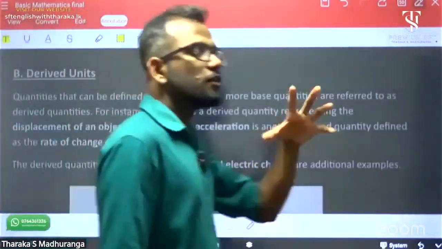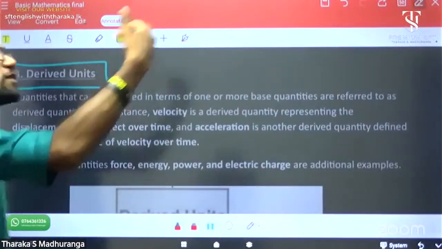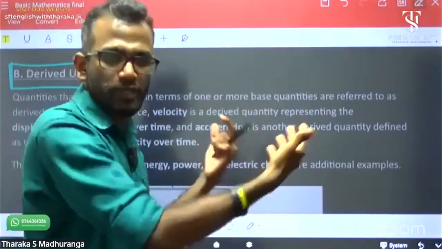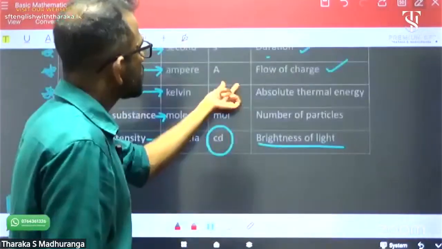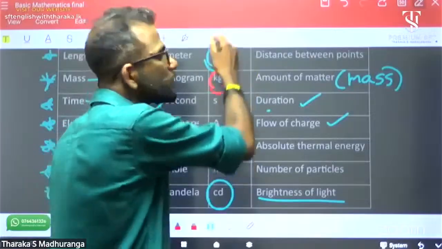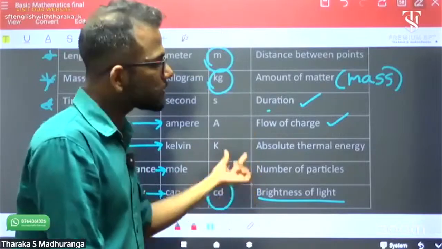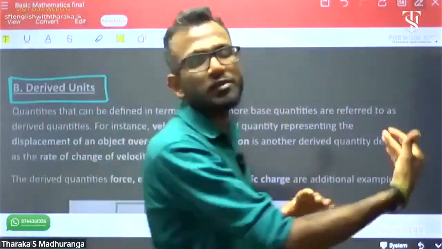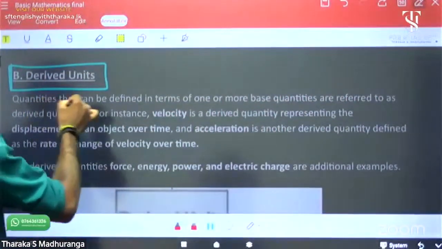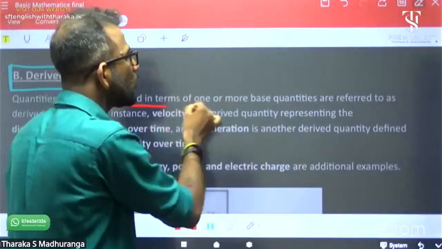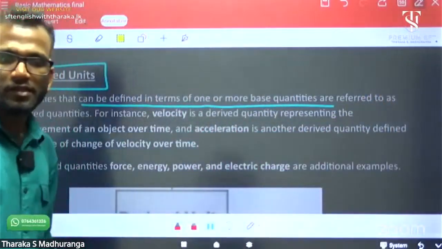Okay, what's the meaning of derived units now? Base units we can't define by another unit. They are the base units. That's the only method. For base units, meter we can't define by another unit. Kilogram we can't define by another unit. But a derived unit means we can define it by another unit. The quantities that can be defined in terms of more than one quantity. That's the meaning.